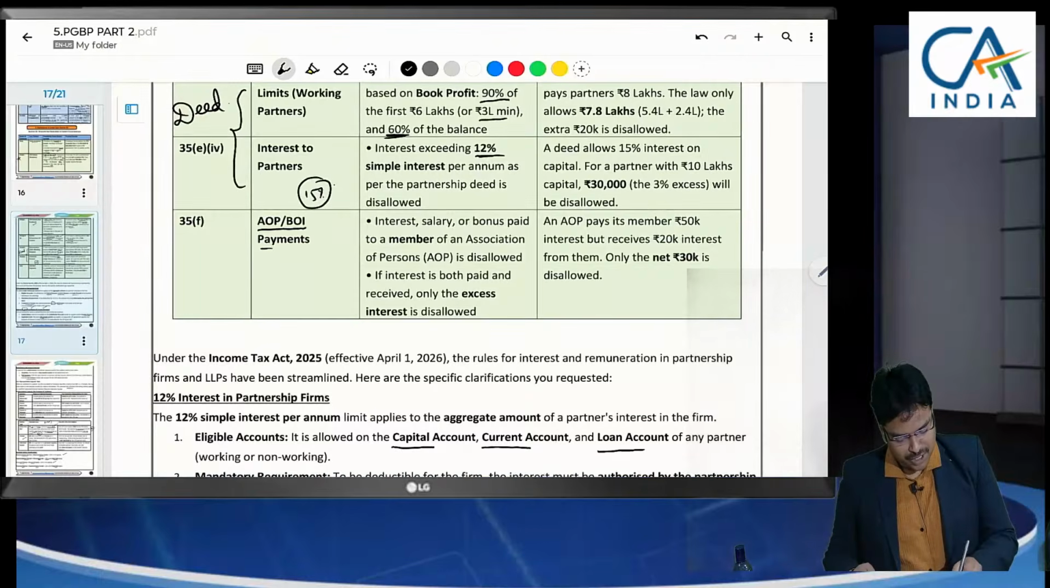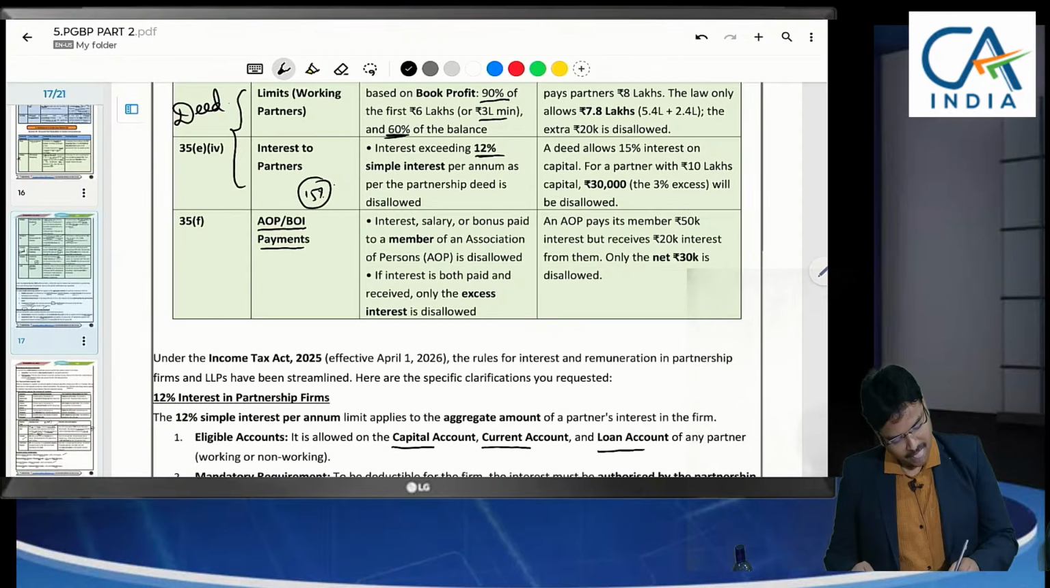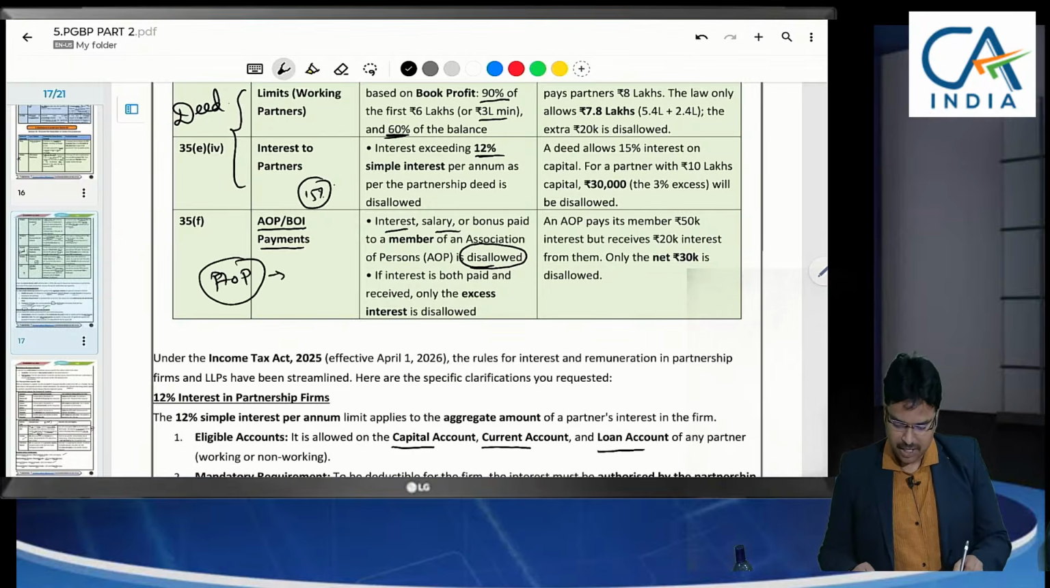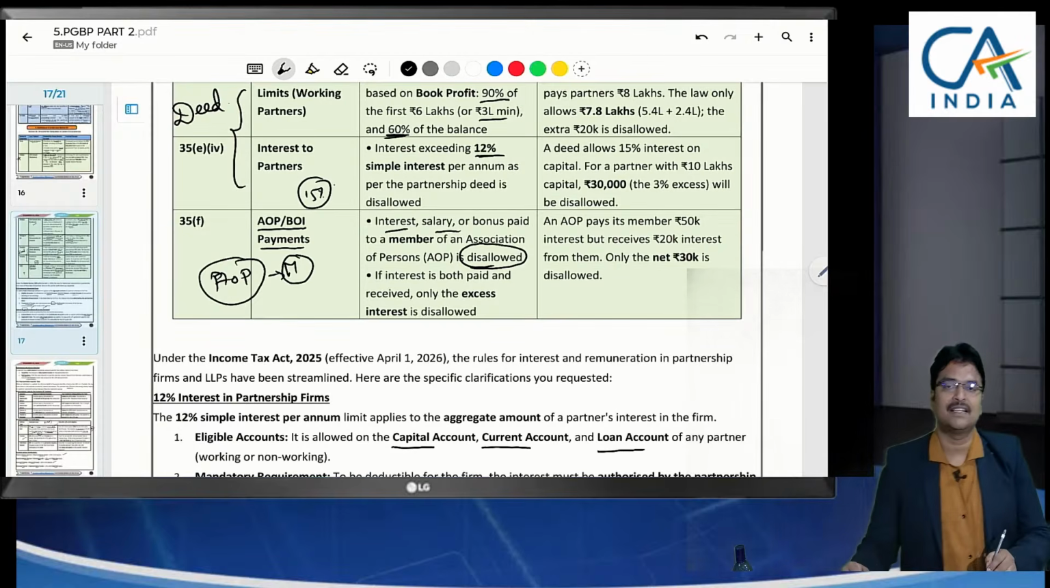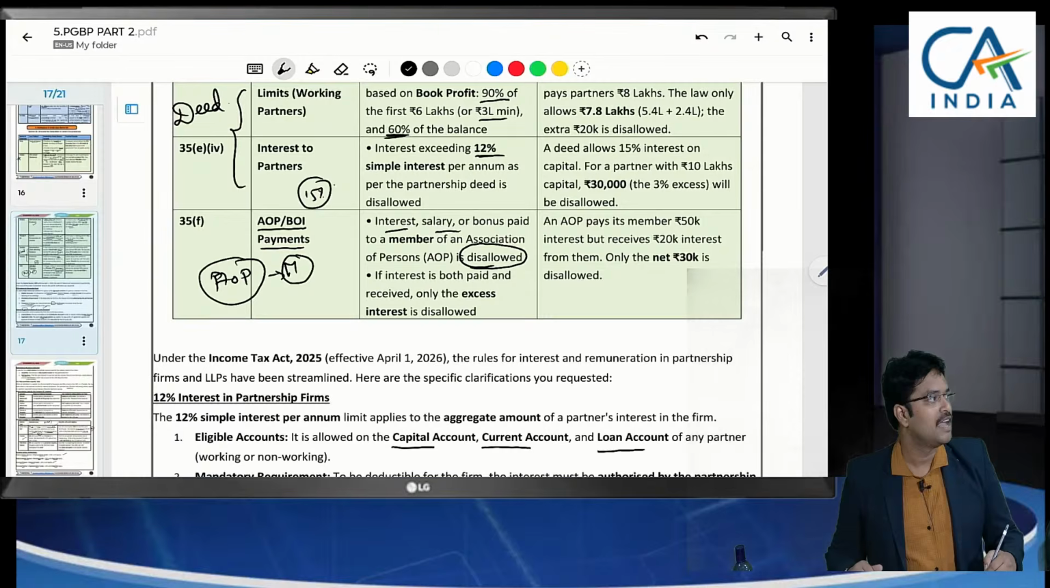Next, association of persons and body of individuals. Here, interest or salary, whatever is there, nothing will be allowed, because this is not a partnership firm. Here it is just an AOP; just a memorandum might be executed, but there will be no registration in this case. That's why this will be disallowed. Any interest, any remuneration they write, everything will be disallowed.